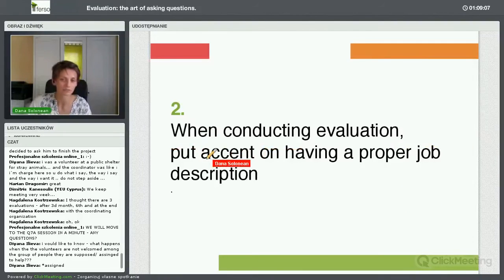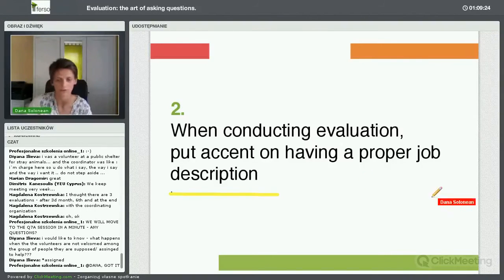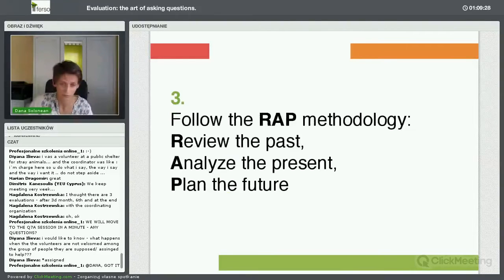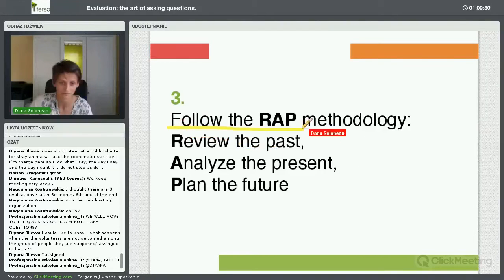When conducting evaluation, put an accent on having a proper job description. This goes a bit further back, to when you are writing the project, when you are inviting the volunteer to come and join. But please keep in mind that you cannot have a proper evaluation if you do not have a proper job description, so if you do not know what the volunteer is supposed to do, basically.